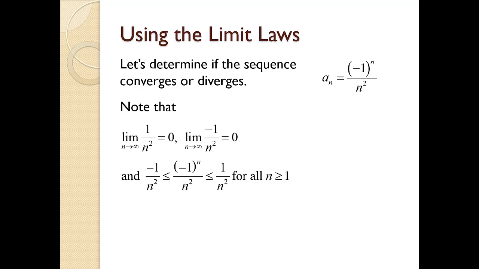So here, notice that if you were to look at the sequence negative 1 to the n, it's either 1 or negative 1. So I'll look at two different sequences. I'll look at one sequence where the numerator is just 1, and another one where the numerator is just negative 1. In each case, the limit of 1 over n squared and the limit of negative 1 over n squared as n increases without bound, those limits are 0.